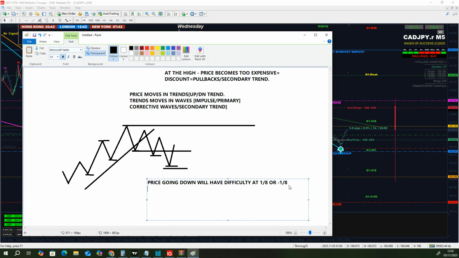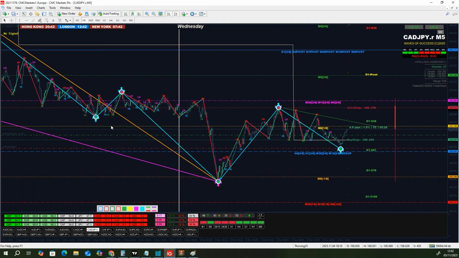Yes, it does. Okay, price going up will have difficulty at 7 of 8 or +1 of 8. That means when the price turned into an uptrend, this was a downtrend. We had a little bit of difficulty here, but eventually they stopped here. We saw the momentum rally.